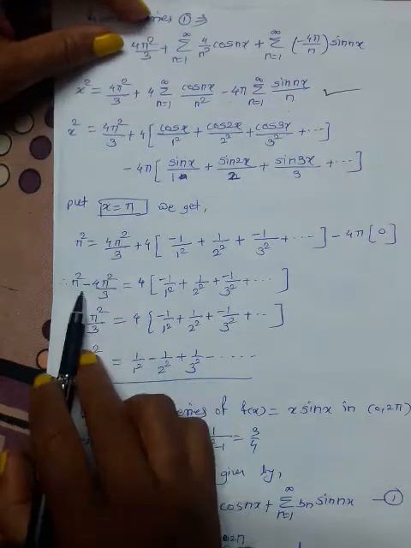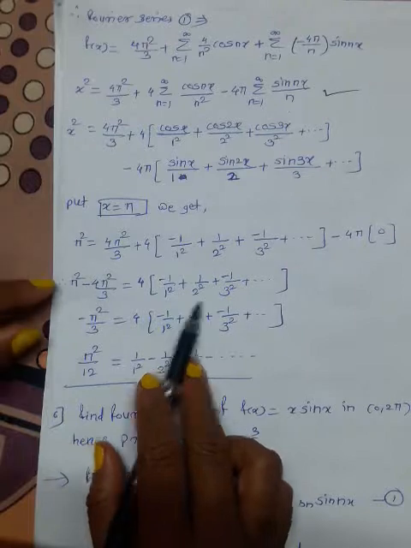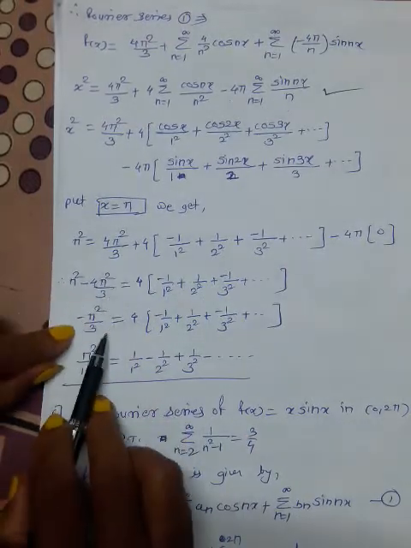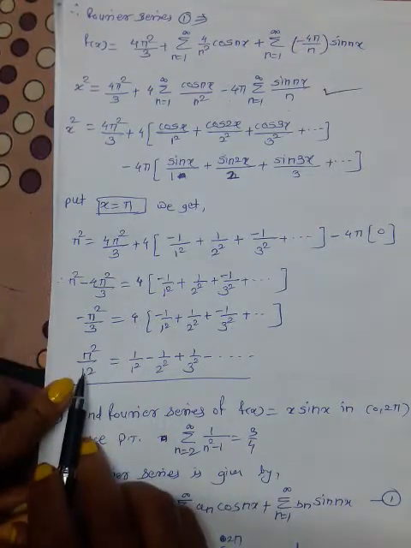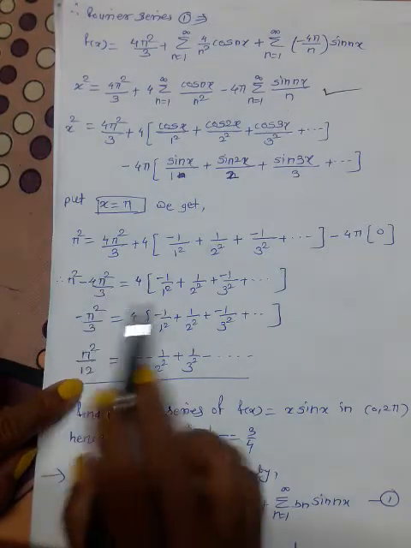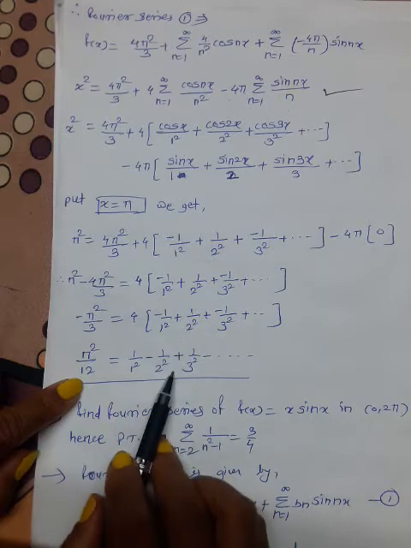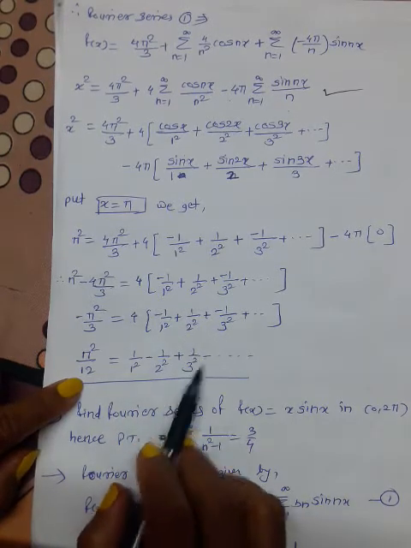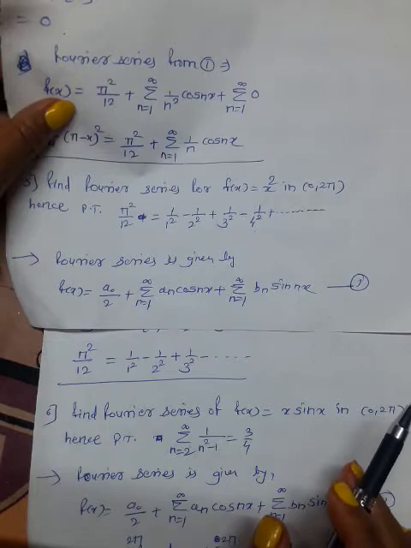Second term. Now we have to simplify. Take this term on that side, pi square minus 4 pi square by 3 is equal to 4 into bracket this as it is. Now pi square cross multiply, we get minus pi square by 3 is equal to this term as it is. Take this 4 to the denominator and multiply throughout by minus, we get pi square by 12 is equal to, multiplying by minus, this term plus 1 upon 1 square, this term minus 1 upon 2 square, this term plus 1 upon 3 square minus and so on. This is what we have to prove.